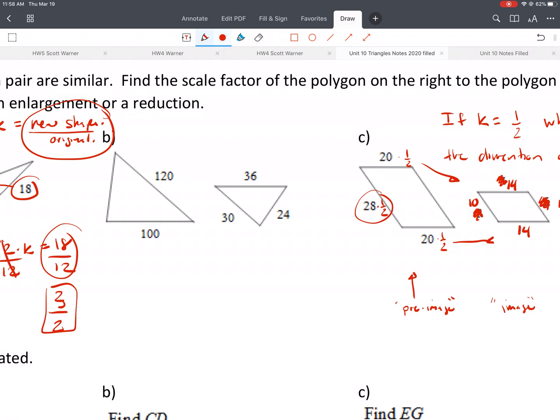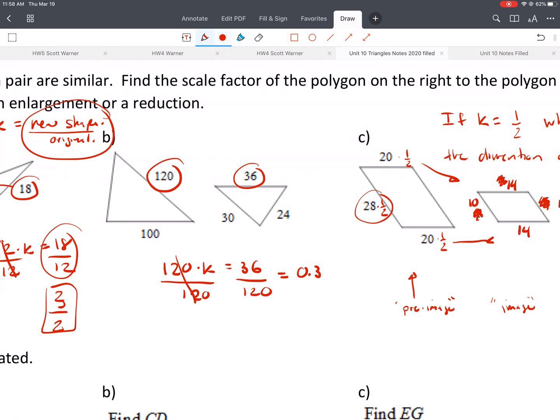So let's see, this is probably the largest side, and this is the largest side. So we just need to say, what do we need to multiply 120 by to give us 36? So here we divide both sides by 120, and that ends up giving you about 0.3. So that would be the scale factor.